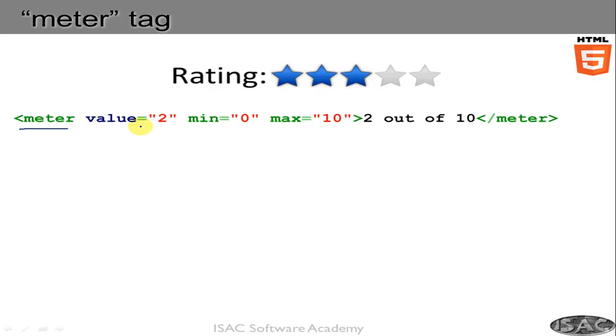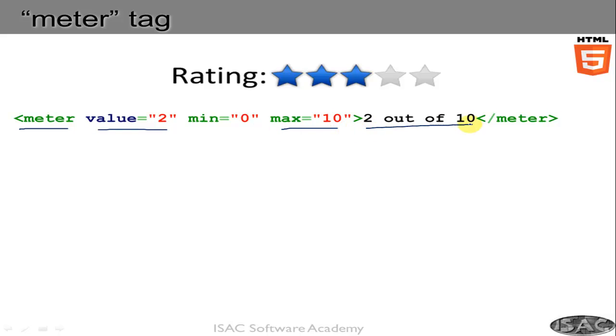If it is 3, then 3 star. So 2 out of 10. So how many out of 5 will it be? 4 out of 5, right? So 2 out of 10 means 2 star out of 10 stars. So this is the actual value. This is the maximum value.